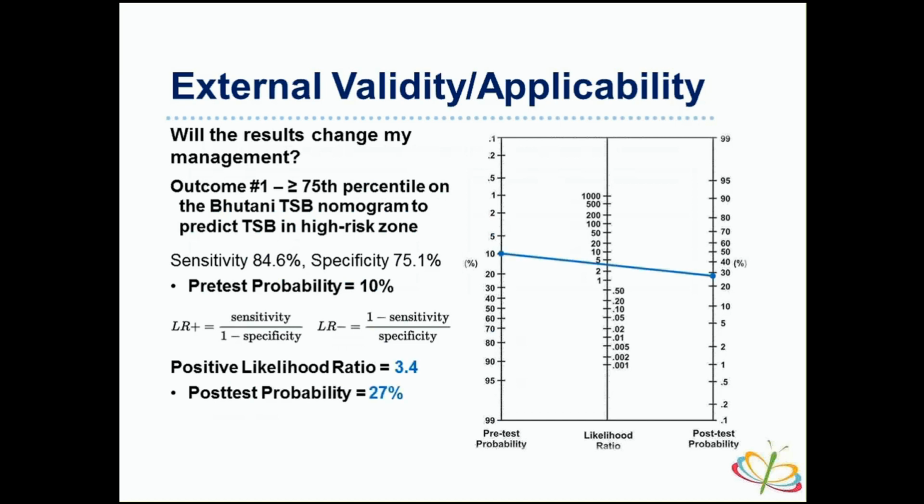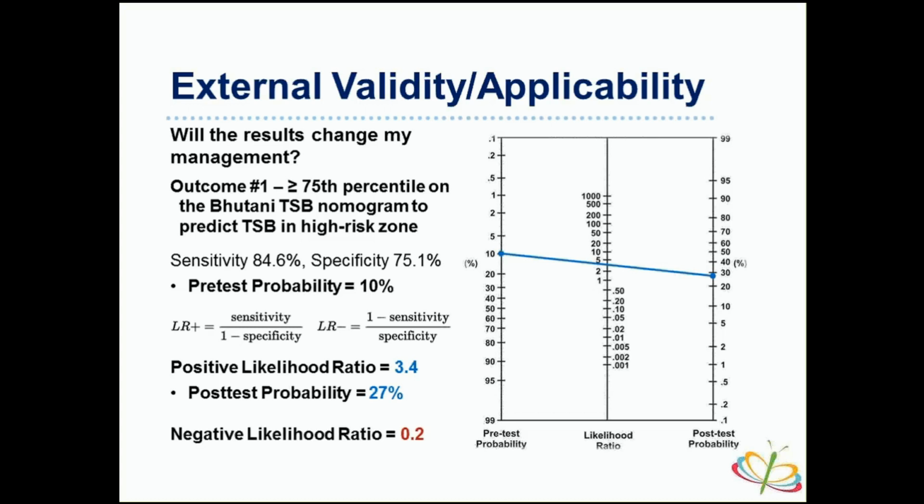And you do that, and it ends up coming out at a positive likelihood ratio of 3.4. So it ends up being connect the dots. Start off, say, at 10%, then you connect it to the likelihood ratio in the middle here at around 3.4, and you just keep drawing a straight line and see where it lands. And this ends up being at about 27%. So a small increase in terms of trying to rule in that diagnosis.